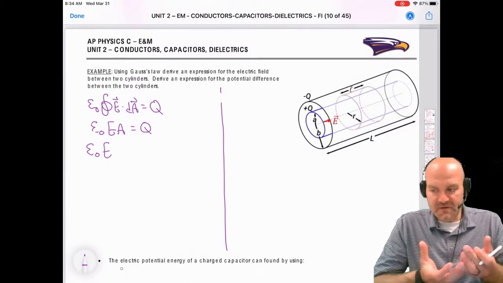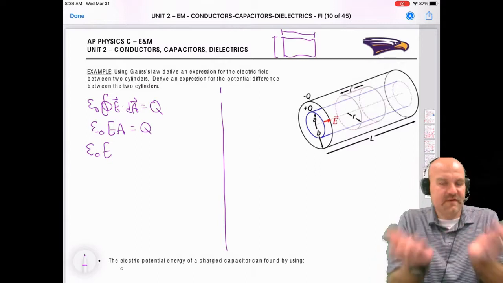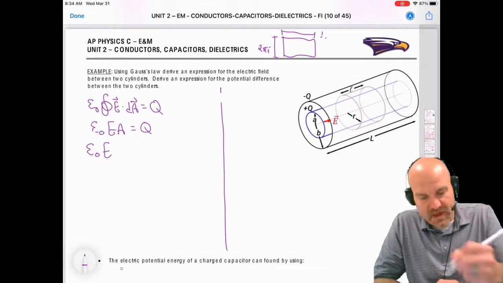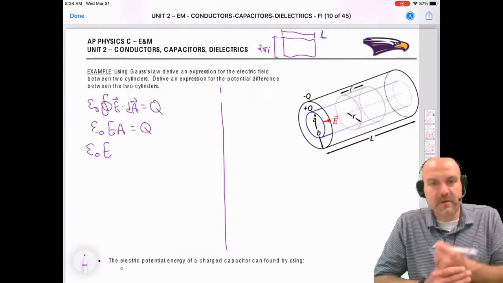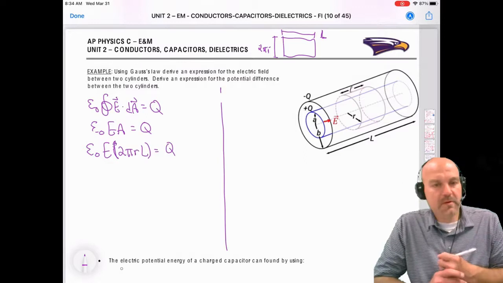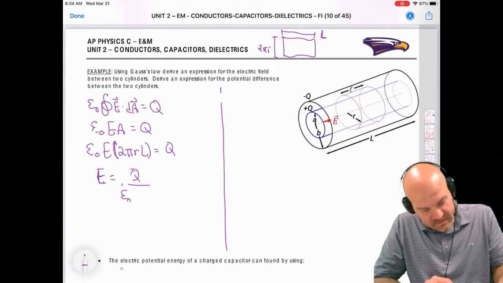Now, what is the surface area of a cylinder? Well, in this case, it'll be the area of the rectangle if I cut it open and lay it flat. So one side will be 2 pi r, the other will be L. And so my surface area will be 2 pi r L, so epsilon naught E 2 pi r L equals Q, and I just solve this for E. So E equals Q over epsilon naught 2 pi r L.